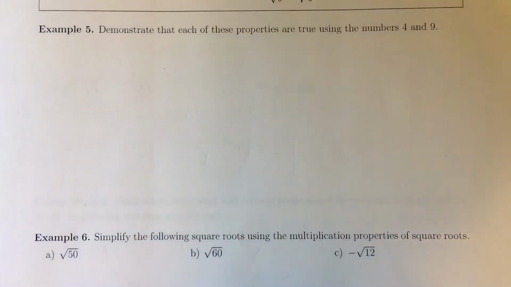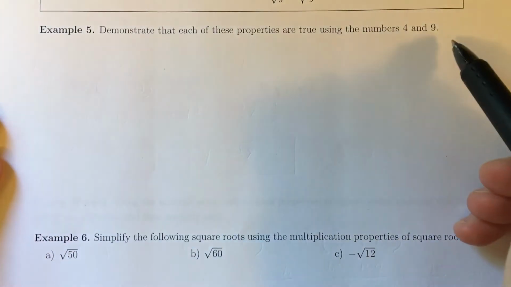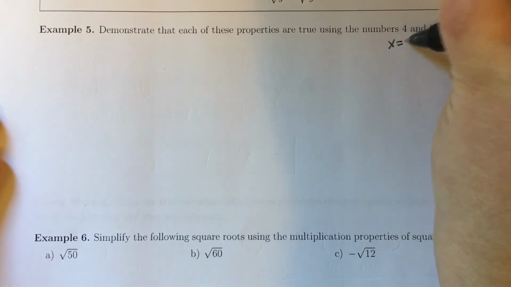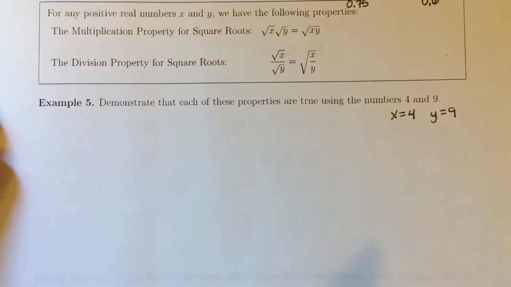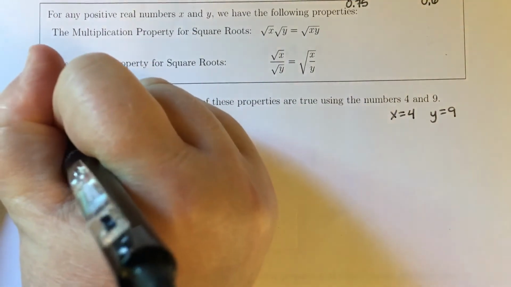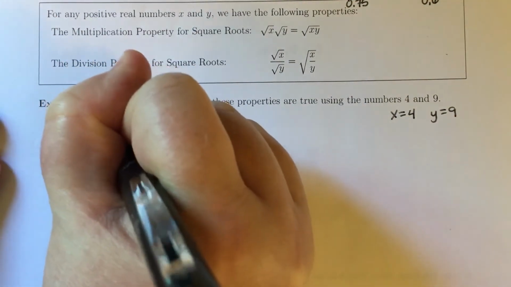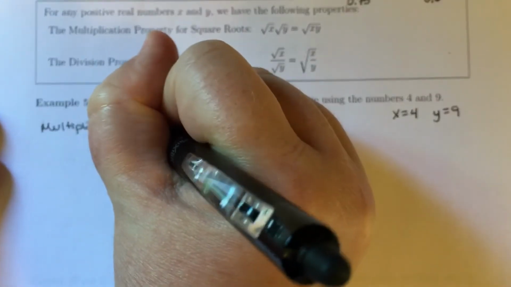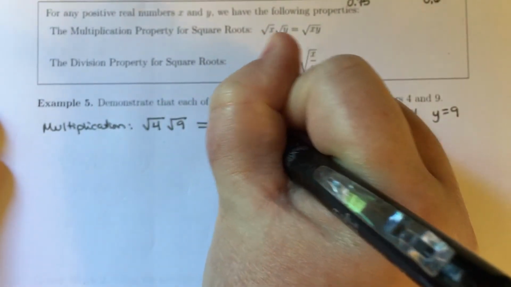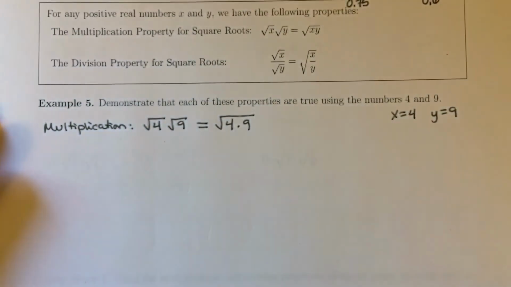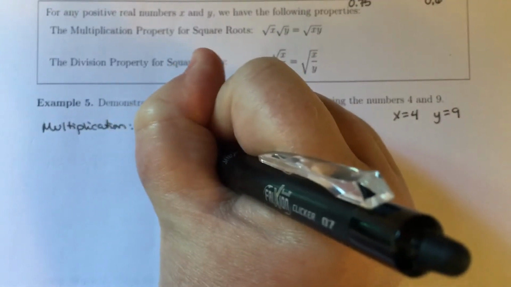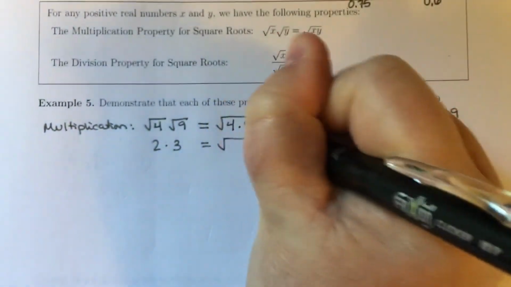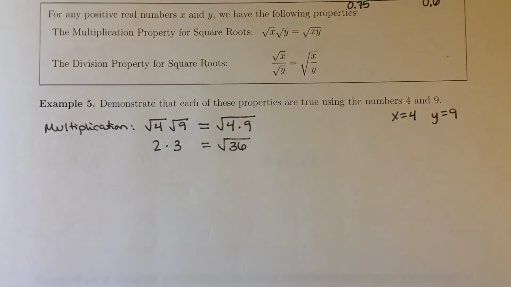Actually, let's just demonstrate that it works. We're going to use 4 and 9. So I'm going to let x equal 4 and y equal 9, and we're going to use these properties here. The multiplication property says the square root of 4 times the square root of 9 should be equal to the square root of 4 times 9. That's what we're checking. If I do the square roots separately, we get 2 times 3. And if we do them together, we get the square root of 36.